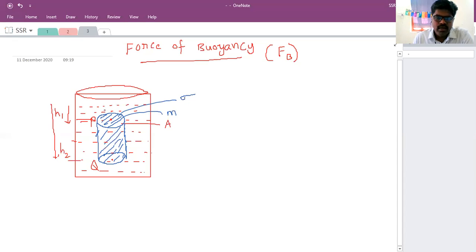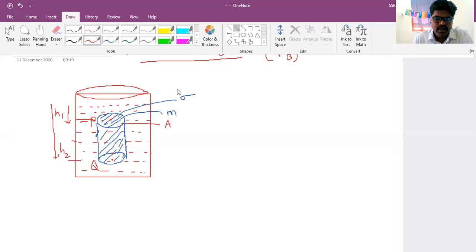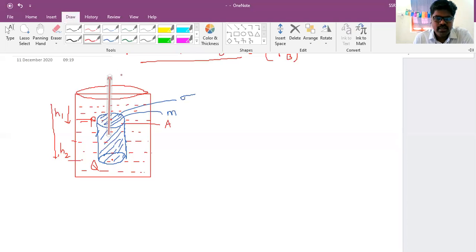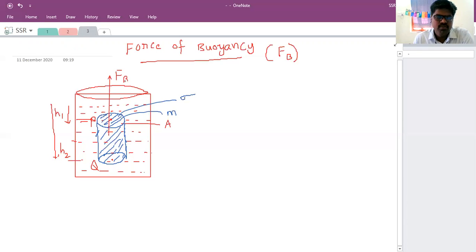The upward fluid force acts in the vertical direction, and the downward fluid force acts vertically downward. Then the resultant force acts vertically upward. That resultant force you can take like this, acting on the body vertically upward. That resultant force acting vertically upward you call FB. What is this FB value?